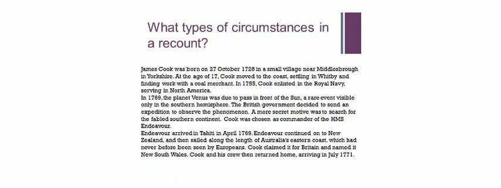Let's look at types of circumstances. In a recount that retells events, what kind of circumstances can you see? Here we go. James Cook was born on 27th of October 1726 in a small village near Middlesbrough in Yorkshire. At the age of 17, Cook moved to the coast, settling in Whitby and finding work with a coal merchant. In 1755, Cook enlisted in the Royal Navy, serving in North America. In 1789, blah, blah, blah. Endeavour arrived in Tahiti in April 1769, blah, blah, blah. How about if I throw you a few of these circumstances and you think about what type they are?